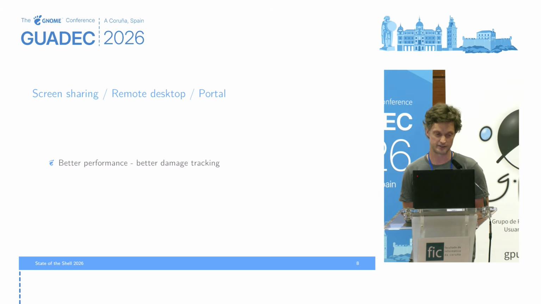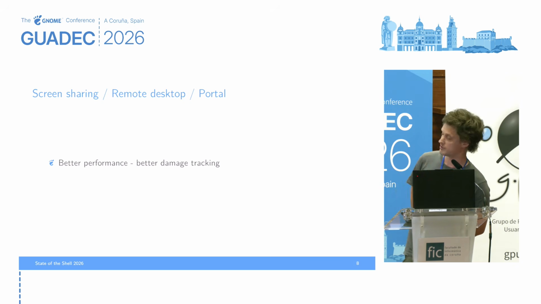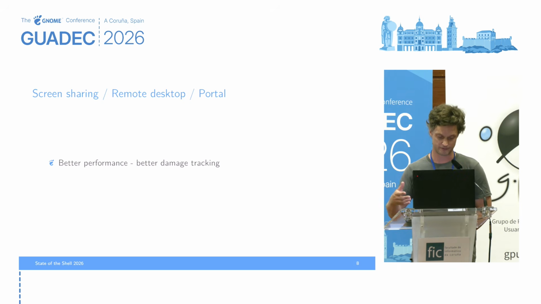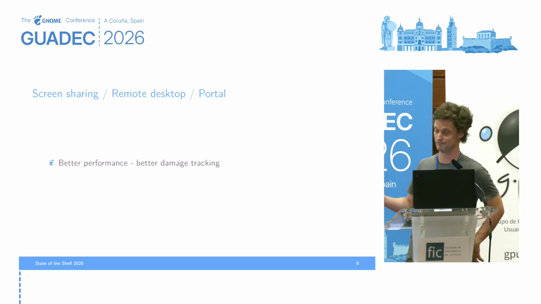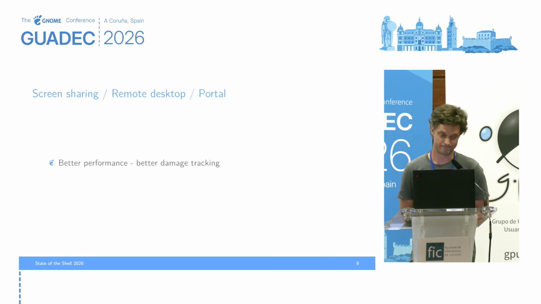There was a bunch of improvements to the APIs talking to the other components of the stack: screen sharing, remote desktop, and portals. Better performance in general. Michel did a bunch of performance improvements for better handling of damage tracking, to just make, for example, the remote desktop server copy much less data over the internet by knowing what changed on screen, which was pretty great.